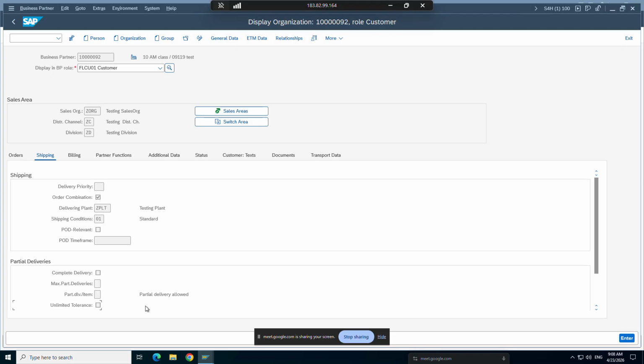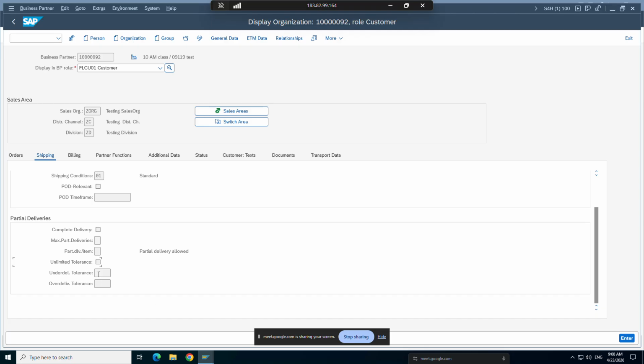How much over delivery you allow or how much under delivery you allow, that you need to maintain here. As I said, these all are not mandatory. If the business requires this kind of control... let's say you are selling something in pieces, right? This customer always buys something in pieces. Then this kind of stuff is not required because you ask for 10 and you will not give 11 or 12, right?